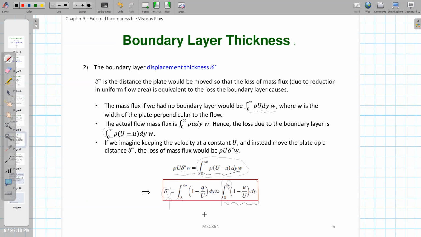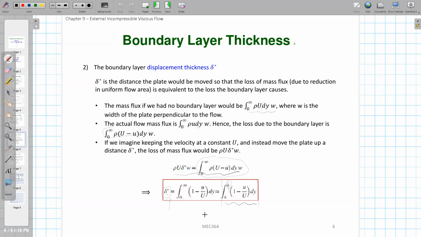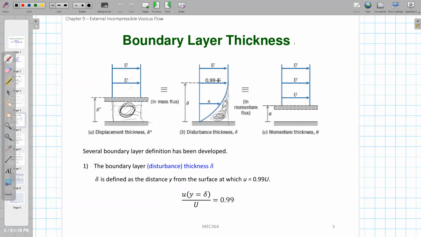So this is the second definition for the boundary layer thickness. We call it displacement thickness. And the last one, theta, is called the momentum thickness. So what is the difference? When we define this displacement thickness, we are basically saying that because of the existing boundary layer, we lose some mass flow rate, right? Because this smaller u is not this larger U.